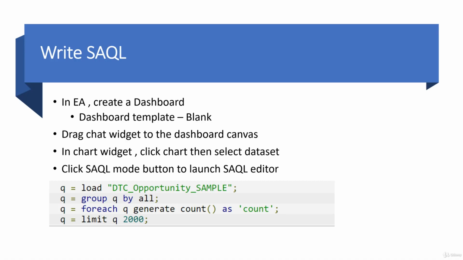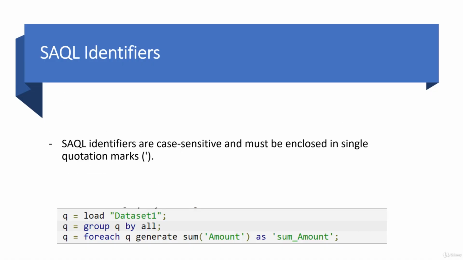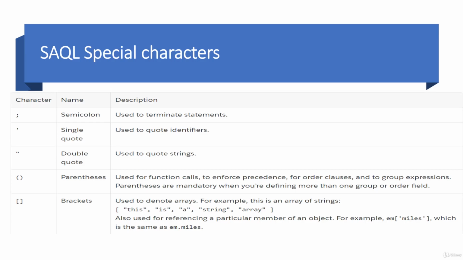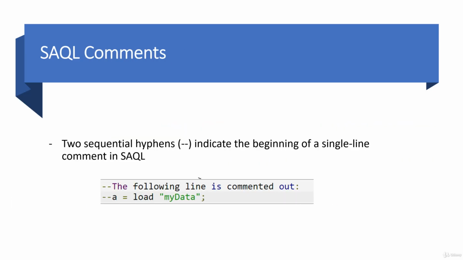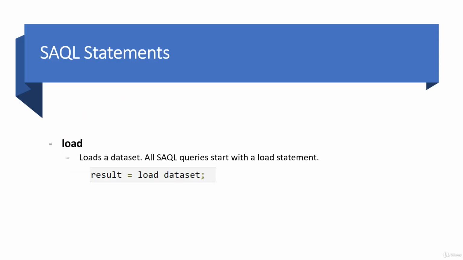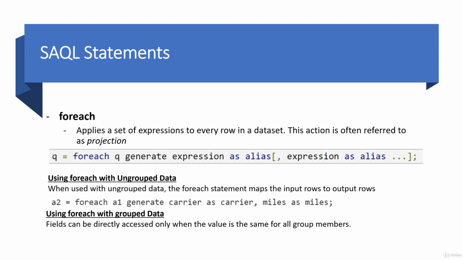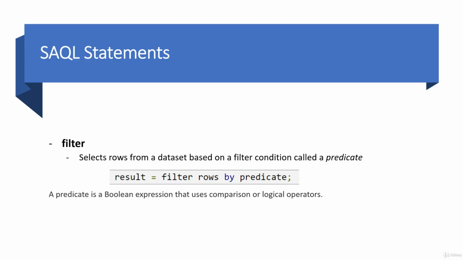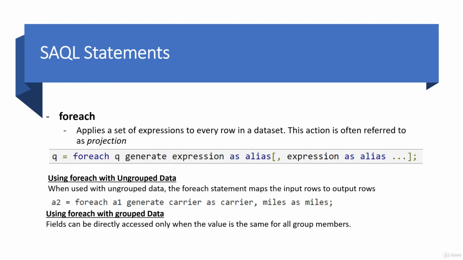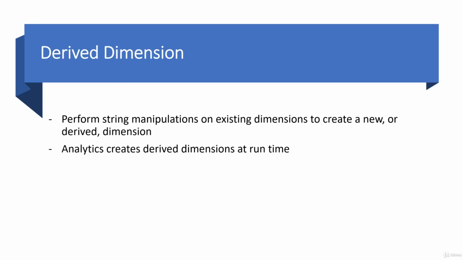And to understand this SQL, we have to understand many more things, like what is a SQL statement, what are the SQL identifiers, what are the SQL literals, what are the special characters we have, and how we can write a comment, like how when you write an Apex statement, you can write a comment line. What are the different kinds of operators we need to use, and how I can write a SQL statement completely with the different keywords it uses, like foreach, filter, dimension filter, grouping, and many more things. We'll go and cover each one by one. Nothing to worry about for that.